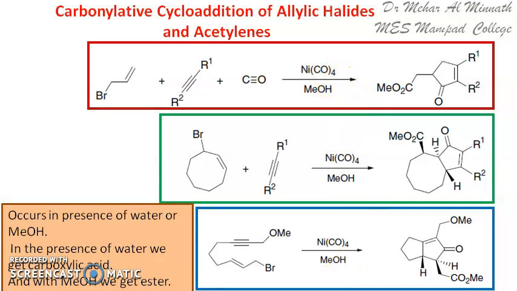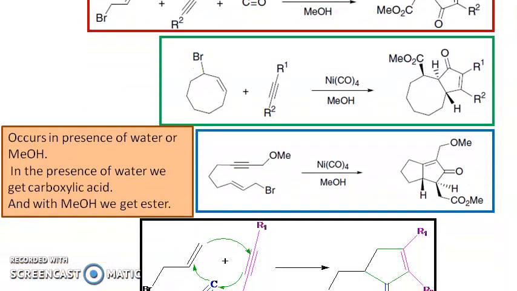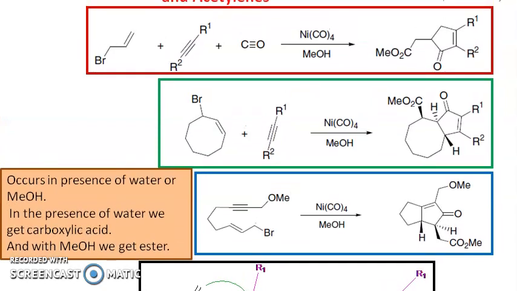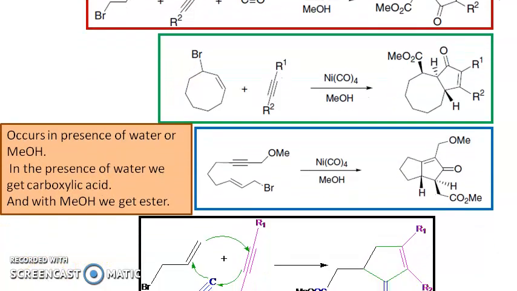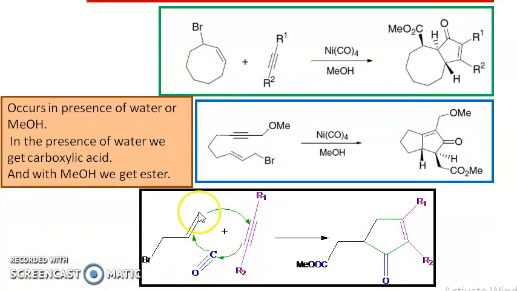Now, how can we easily write the product of this reaction? Let us see. I'm going to discuss the insertion in the first reaction. This one. We have the allyl system, the acetylene system, and we have the carbon monoxide. Now, the way we can write the product is you bring all these three together.